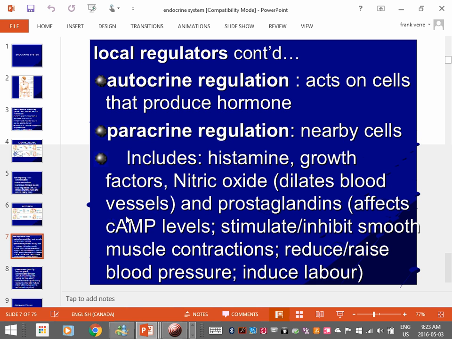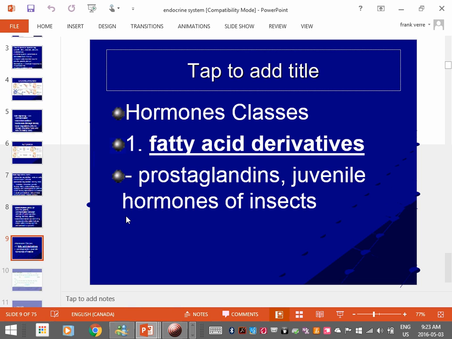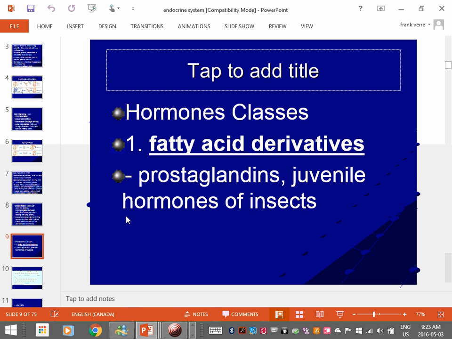So these are chemicals that do not travel very far. Where they're being made, they act in the same region. Whereas a hormone could be made in one part of the body and travel a very, very far distance. That's what we're going to focus on. Here's the thing about hormones. They're chemical messages, just like local regulators, just like pheromones, just like neurotransmitters.